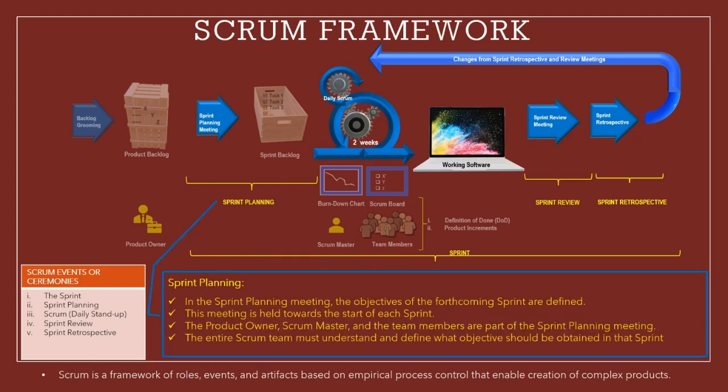In the sprint planning meeting, the objectives of the forthcoming sprint are defined. This meeting is held towards the start of each sprint. The product owner, Scrum Master, and the team members are part of the sprint planning meeting. The entire Scrum team must understand and define what objectives should be obtained in that sprint.